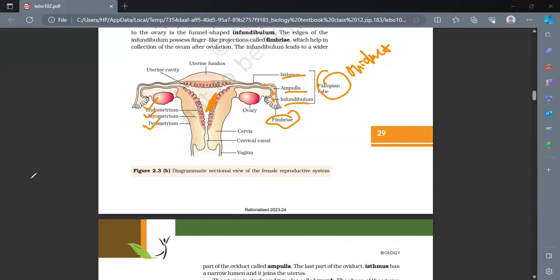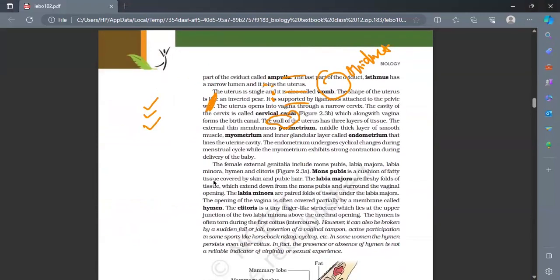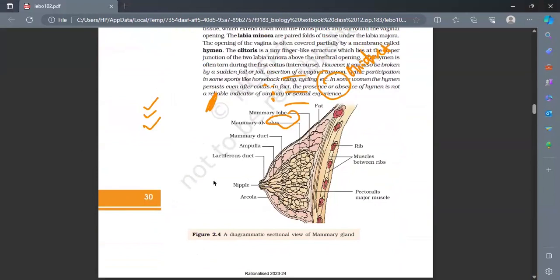Let me proceed further from here. We talked about the female reproductive system, which had all these structures. Then we have one more important part of the reproductive system, the mammary gland. When we talk about mammals, we also talk about the mammary gland.